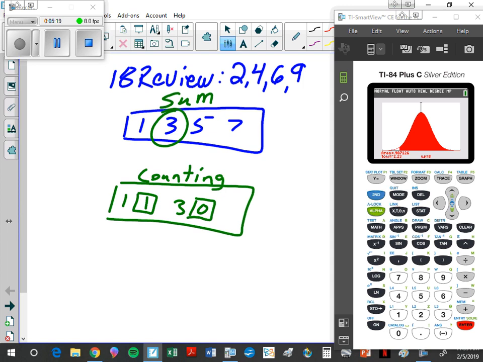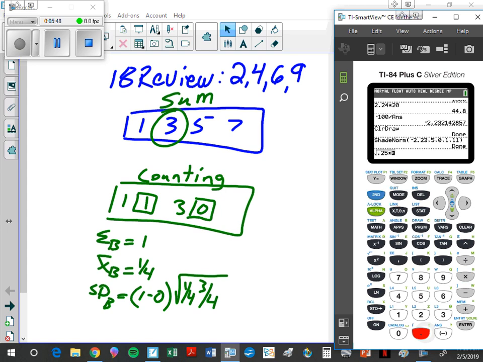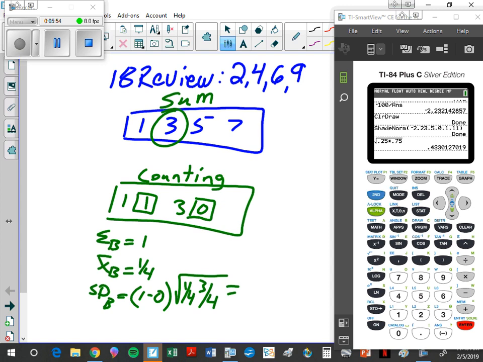So our sum of the box is 1. Our average of the box is 1/4. And can we do the SD shortcut? Yep. 1 minus 0 times the square root of what two fractions? 1/4 and 3/4. So the square root of 0.25 times 0.75. And that is 0.43.